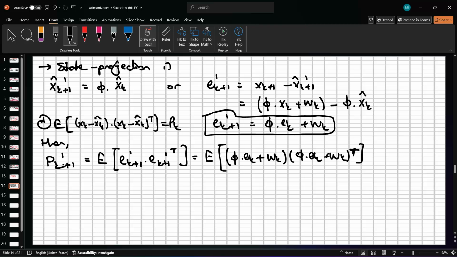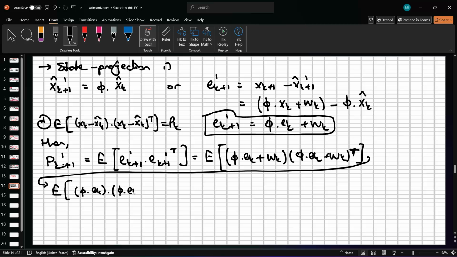This is beautiful, okay? And so in the expansion form of this equation, we have E[Phi e_k times (Phi e_k) transpose] plus w_k w_k transpose plus Phi e_k w_k transpose plus w_k e_k transpose Phi transpose, right? And so this must be equal to what? Zero. But in terms of what? In terms of the expected values, okay?